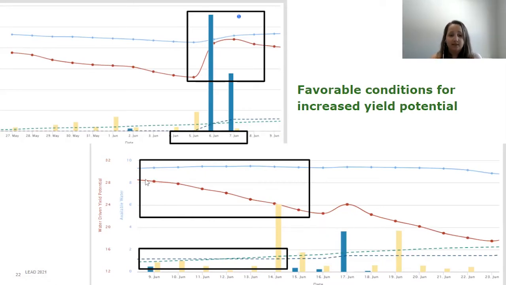That being said, on June 9th we're still sitting at about plus 28 bushels above your yield target. That is a pretty significant window of opportunity to capture some extra yield. Even when we get to the end of June, we are talking above plus 16 bushels. We had a little top-up rainfall event on June 17th that caused an increase in that water-driven yield potential. Even as we sit at the end of June, we are still looking at a very good opportunity to capture some additional yield based on our weather and soil conditions.